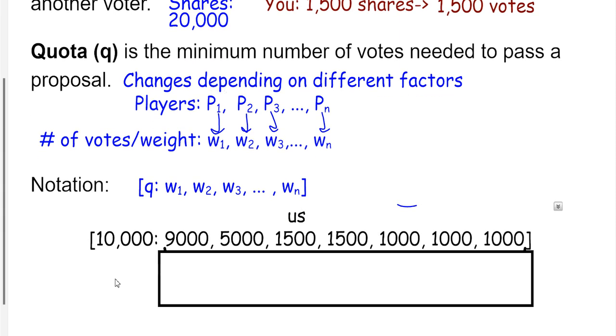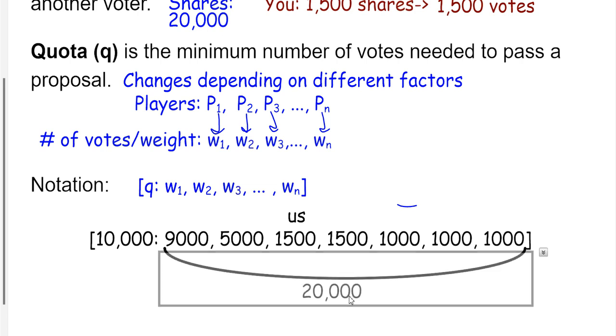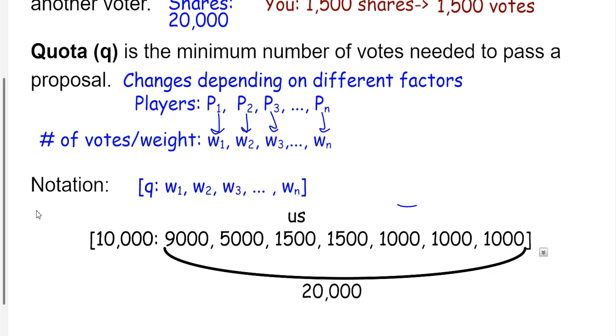In an example I made up, let's say the top one there was 20,000 shares, so the majority is 10,000, usually 10,001, but we'll just say 10,000 for now. I made some numbers up here. We've got someone with 9,000 shares, someone with 5,000, 1,500. That's us, we have 1,500. Another person has 1,500, and there are 3 more that have 1,000 each. So these should all add up to our total, which is the 20,000. This would just be another way to write a system. We see we need 10,000 to pass, and some people have more power than others, and some people have less.